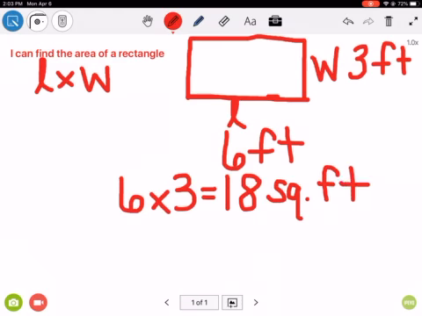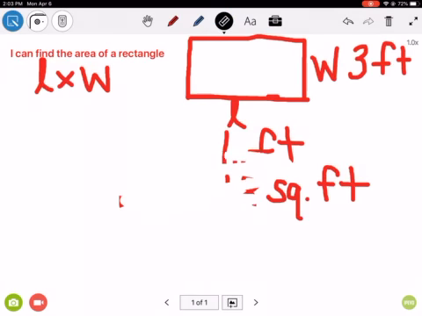Okay, so anytime that we're finding area of something, it is always going to be squared, like squared feet, squared inches, squared yards, whatever unit we are using to measure by. All right, now we're going to think about an example with fractions. So let me just erase my board here.